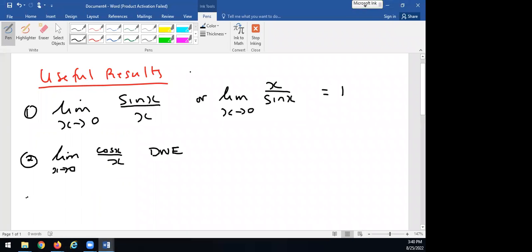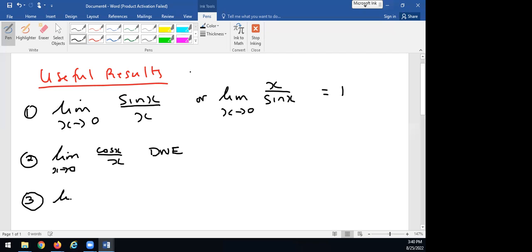All right, let's look at the third result, and then we're going to do some examples. And most times when you have problems with cosine, we have to employ what we call the squeeze theorem. That can help us to get what the limit is. And I'll demonstrate it to you. It's very, very easy.